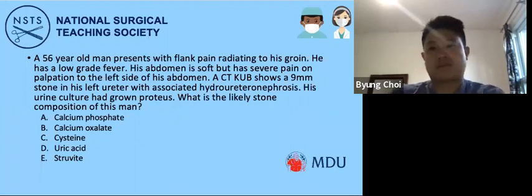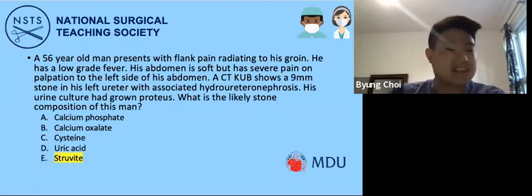Okay, I think pretty much we're all there, so we'll stop it there. Great. So just over half of you went for E, struvite, and then maybe a quarter of you went for calcium oxalate. So the answer is E, it's struvite, all right.